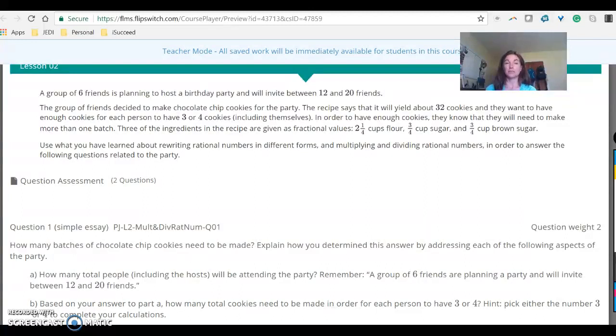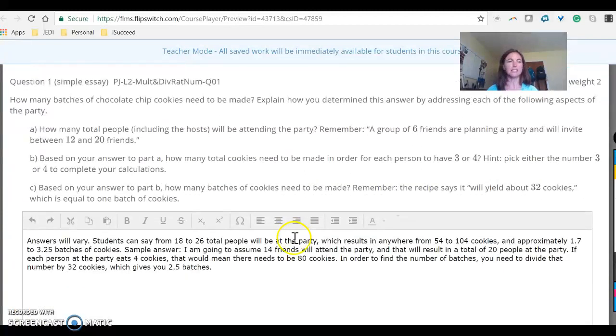3 of the ingredients in the recipe are given as fractional values: 2 1/4 cup of flour, 3/4 cup of sugar, and 3/4 cup of brown sugar. Use what you have learned about rewriting rational numbers in different forms and multiplying and dividing rational numbers in order to answer the following 2 questions. Okay, so the first question is a 3-part question. And it says, how many batches of chocolate chip cookies need to be made? Explain how we've determined our answer by addressing each of the following aspects of the party.